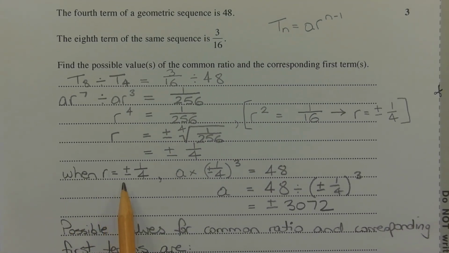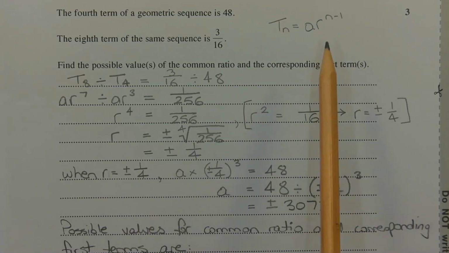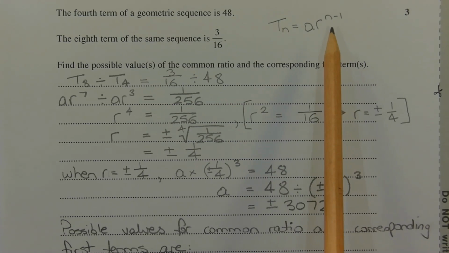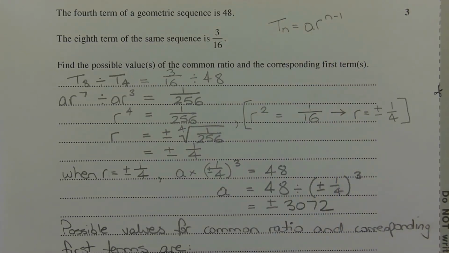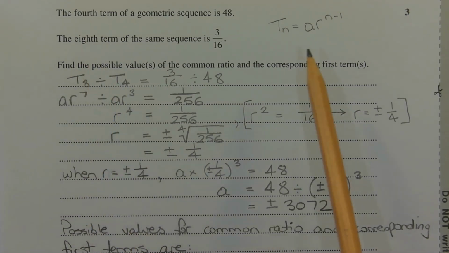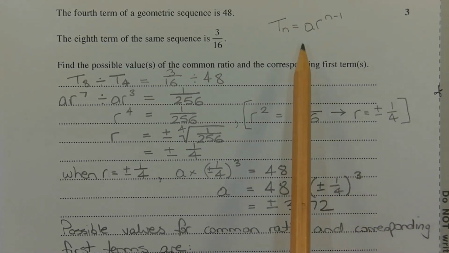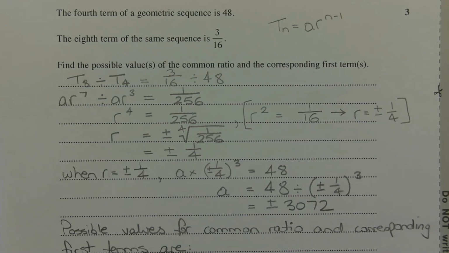So when r is equal to plus or minus 1 over 4, using this formula here again, now that we have a value for r, we can use either the fourth term or the eighth term, and then solving this equation, given that we have Tn and r, and n of course, we can then solve for a, just by rearranging that equation. So when r is equal to plus or minus 1 over 4, a times plus or minus 1 over 4 in brackets to the power of 3 is equal to 48.